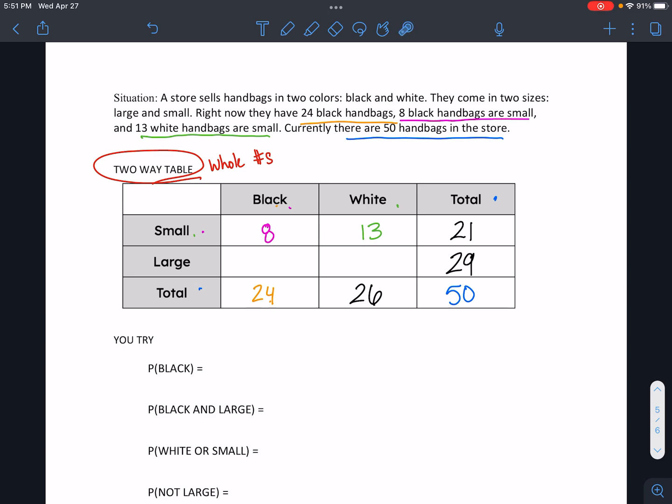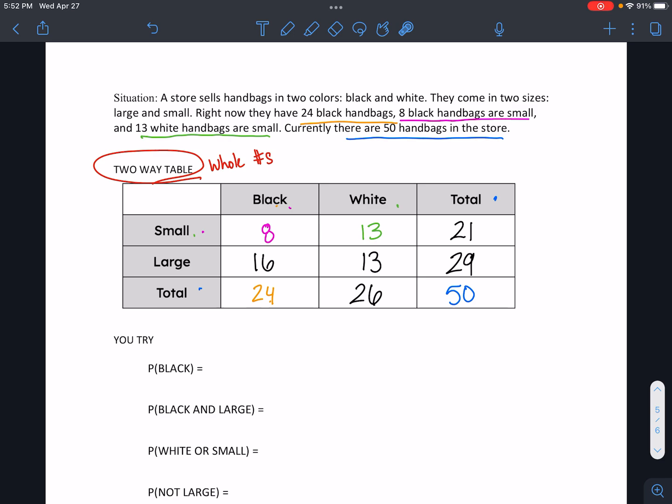Of the white handbags, if 13 are small, 13 must be large in order to get 26 total. And finally, of the black handbags, 8 are small, so the remaining 16 must be large in order to add up to 24. So 8 plus 16 equals 24, 13 plus 13 equals 26, 21 plus 29 equals 50. But also, 8 plus 13 equals 21, 16 plus 13 equals 29, and 24 plus 26 equals 50.